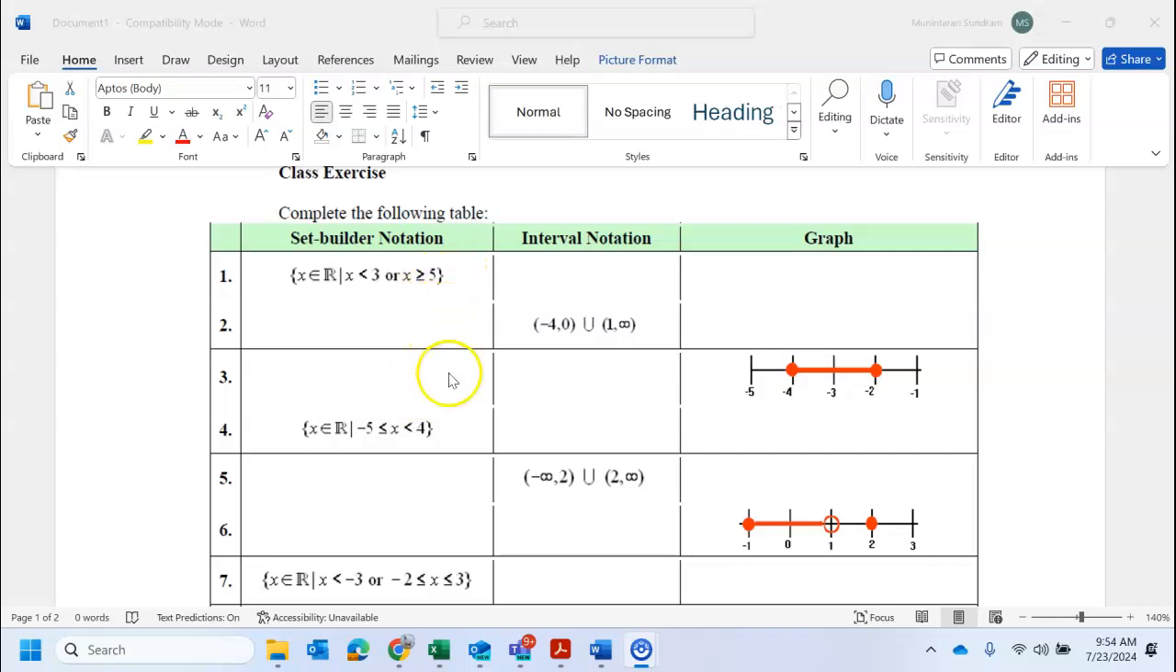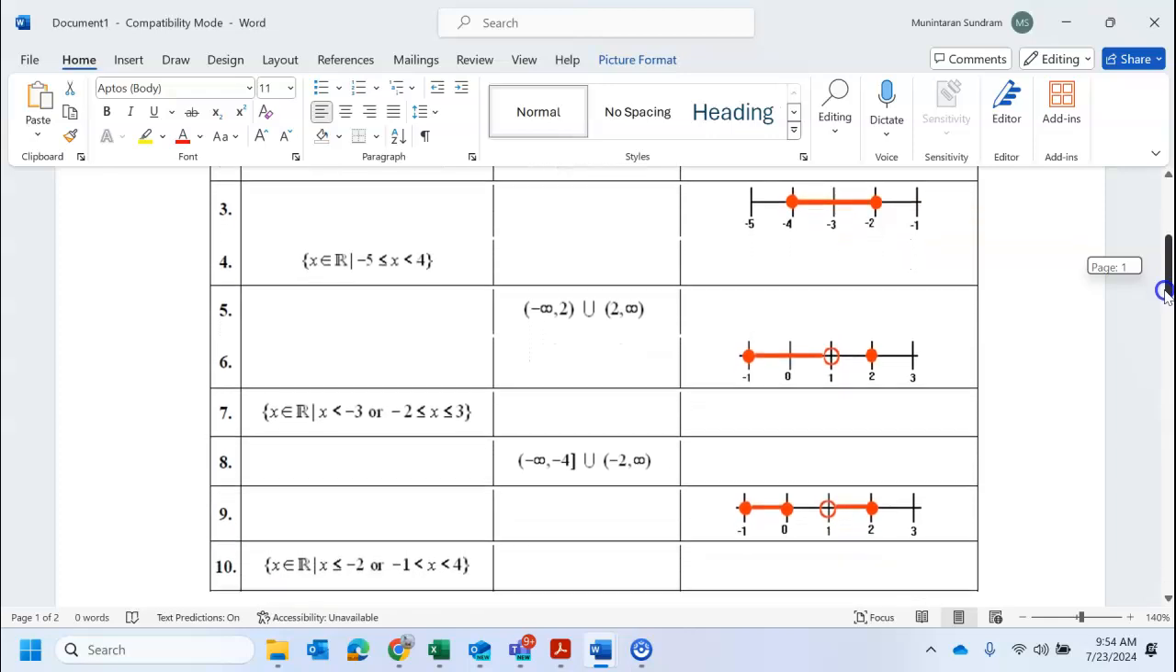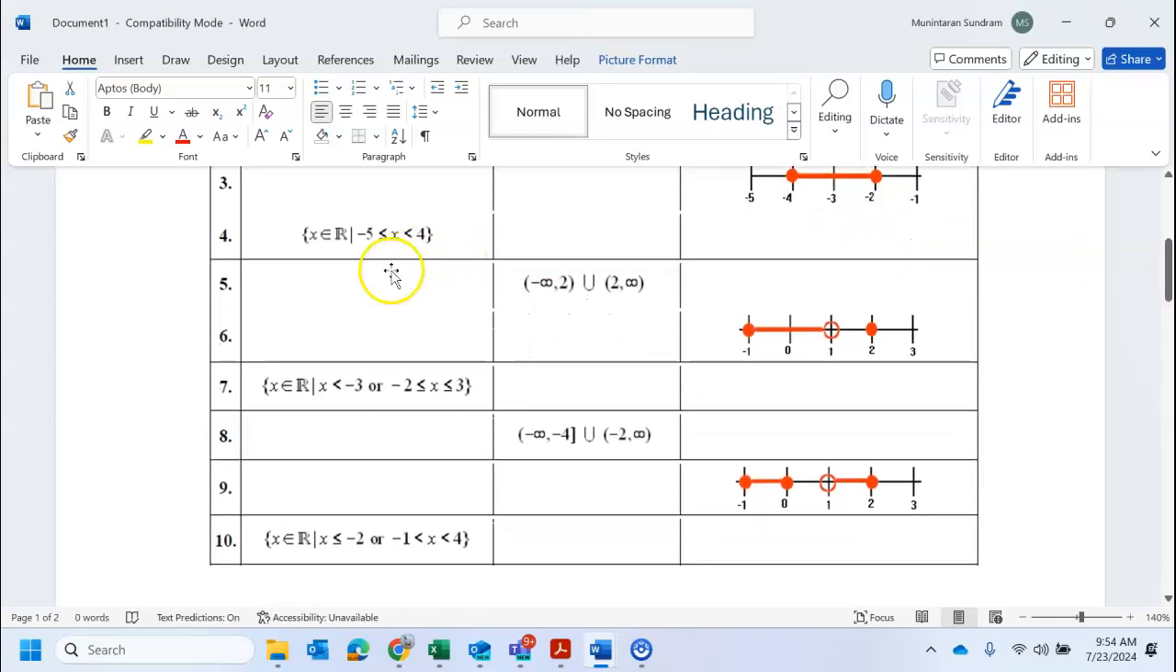Right, this is the answer for the class exercise. Some of it we already discussed in class, so I'm just going to do some of it here. Example for number 5.